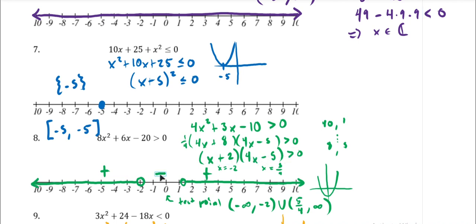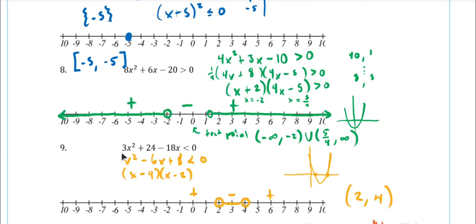So it's going to be negative in this region, and these are odd multiplicity roots, so it changes sign around these endpoints. So the question's asking, where is it positive? That means we're going to shade where the pluses are, and that's going to give us the following two intervals that we stitch together with a union symbol. The next one proceeds similarly.